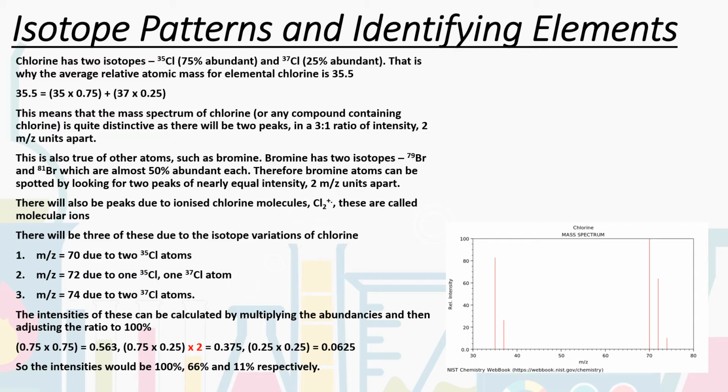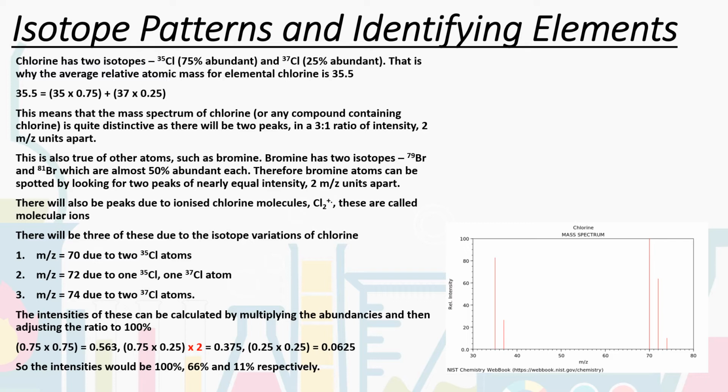And so the intensities of these can be calculated by multiplying the abundances and then adjusting the ratio to being 100%. And so if we look at the example here, the way we do it very simply is by multiplying what the probability of each of these would be. So we multiply these probabilities, the percentage abundances of these isotopes together. So if it's both 35, well, our 35 percentage, remember, was 75% abundant. So we do 0.75 times 0.75, and we get 0.563.